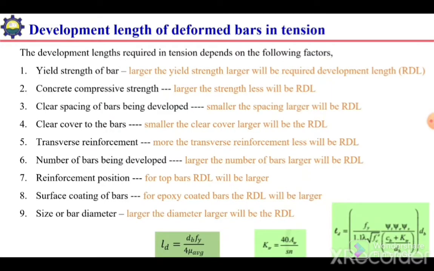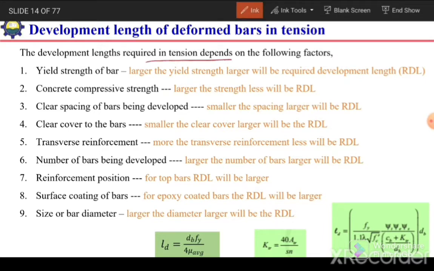Next is development length of deformed bars in tension. The development length required in tension depends on the following factors. So what are these factors? First is the yield strength of the bar. The larger the yield strength, the larger will be the required development length. As we have seen, the formula for development length, LD, is equal to diameter of bar times yield strength of the bar. So here it is directly proportional, so it means the larger the yield strength of the bar, the larger will be the required development length to transfer the load from the bar to the concrete.